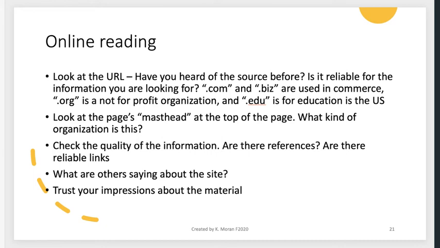Also, when you're reading online, remember that we don't read the same way online that we do when we're reading a book. When we're reading an English textbook, we read from left to right. When we're reading online, our eyes follow more of a zigzag pattern. So when you're reading online, you don't always get the same information. So sometimes it's better to print out the page and read it on paper than it is to try to read it online.